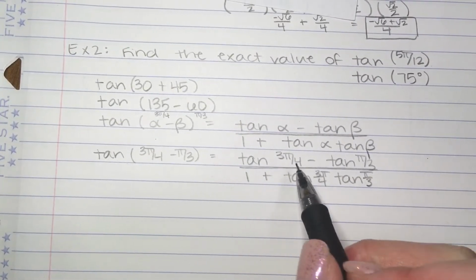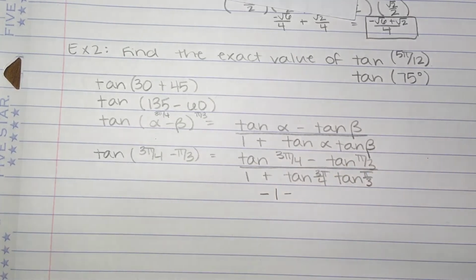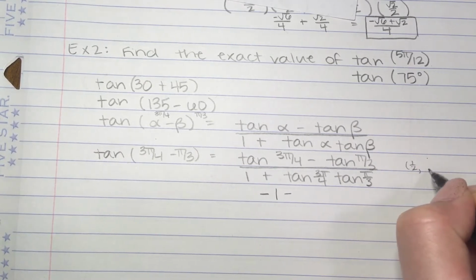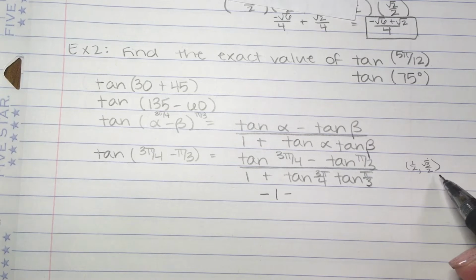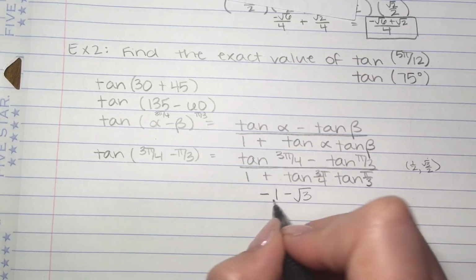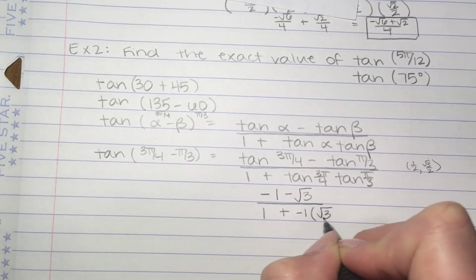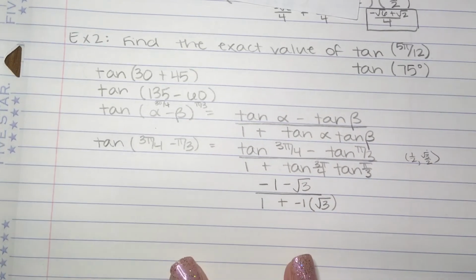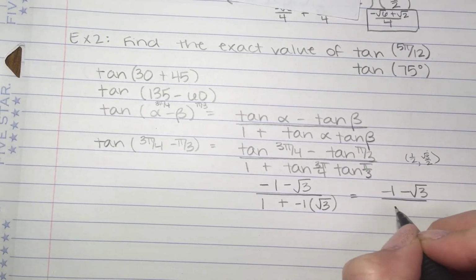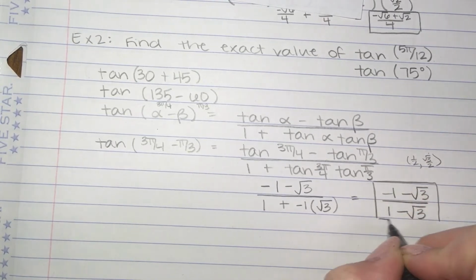Okay, so tan of 3 pi fourths we know is -1, so I've got -1 minus tan of pi thirds, that is the point 1/2, root 3 over 2. And so tan of pi thirds would be root 3 over 1. So this is -1 minus root 3 divided by 1 plus -1 times root 3. And so this gives us the answer -1 minus root 3 over 1 minus root 3. And there's our exact answer.